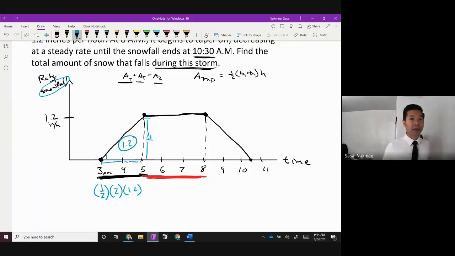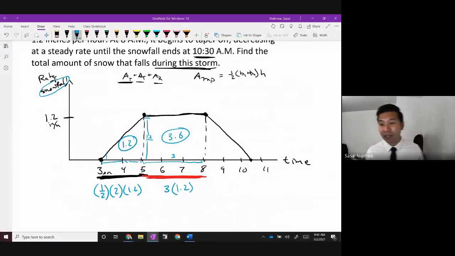Okay? Now, keep going. This thing right here has a base from 5 all the way to 8. That's a base of 3. And it has a height of 1.2. So this area is a base of 3 times the height of 1.2, which gives you an area of 3.6. 3.6 inches of snow fell between the times of 5 and 8 a.m. 1.2 inches of snow fell between the times of 3 a.m. to 5 a.m. We're almost done.